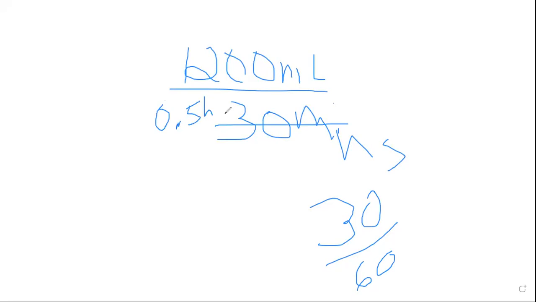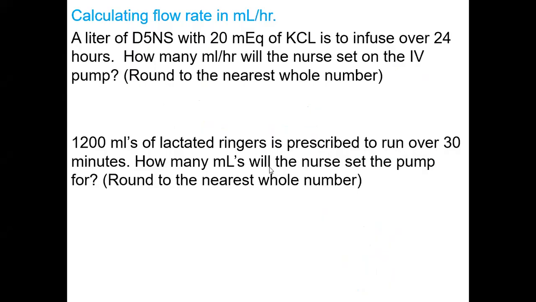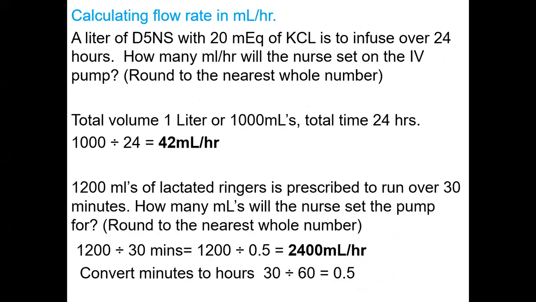We can take our 1200 and divide it by 0.5. And that should give you a total of 2,400 mLs per hour. And here's your math worked out for you.